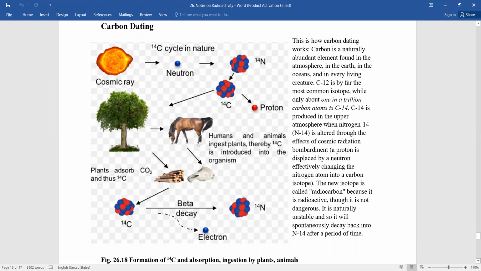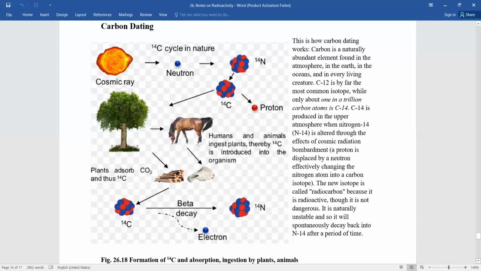If it is giving only 250 counts, that means it has already passed two half-lives. Two half-lives means, for carbon 14, where one half-life is around 6000 years, it was around 12,000 years back that this plant was on this earth. Is it clear now how carbon dating is working?